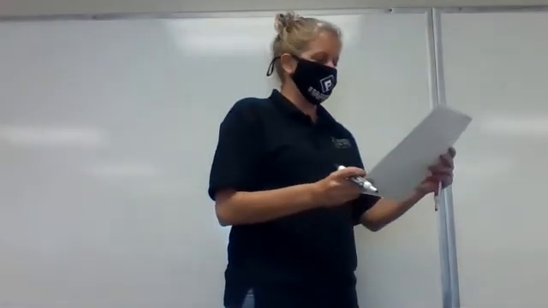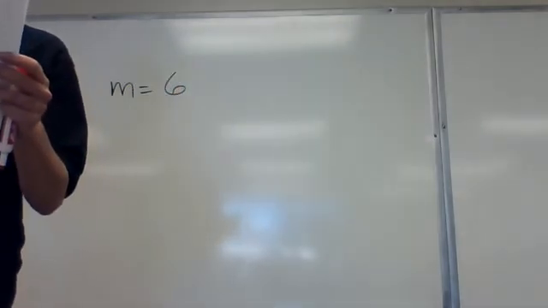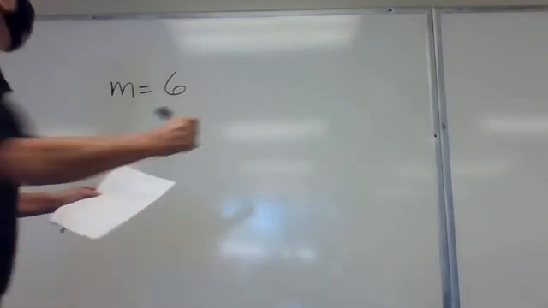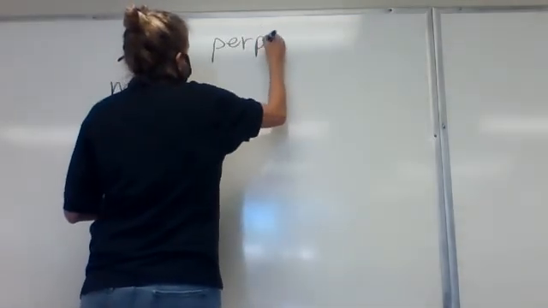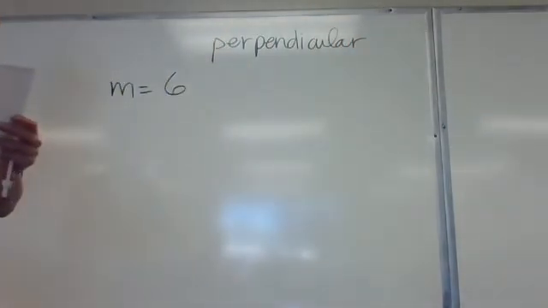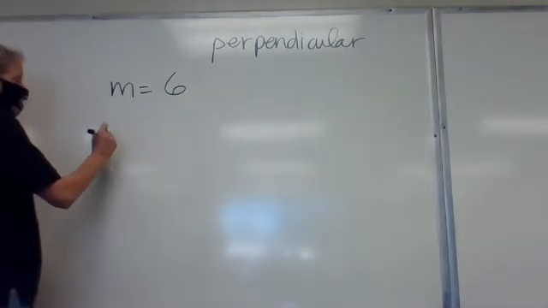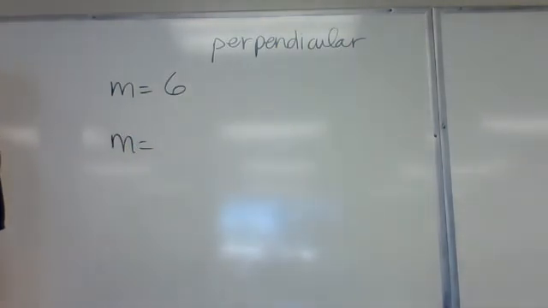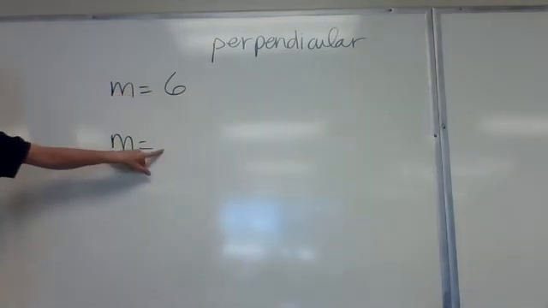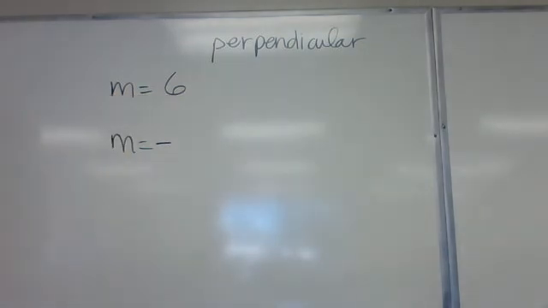Number 7, the slope of a given line is 6. If a line is to be drawn perpendicular to this line, what will be its slope? So first of all, we're talking perpendicular now, right? Which means not the same, but negative reciprocal. Which means if this one's positive, this one will need to be negative. And flip that.